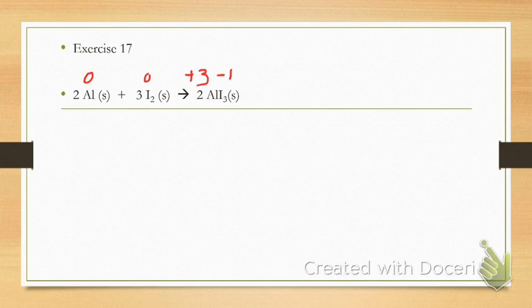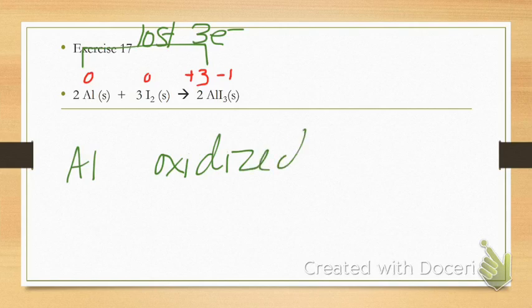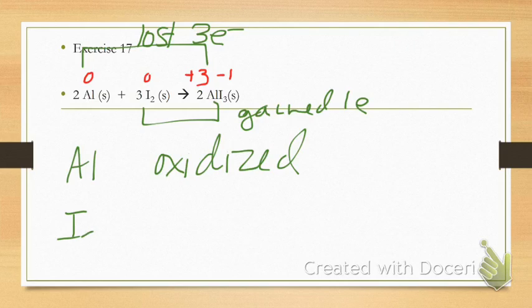Okay, so aluminum's going from a 0 to a +3, so what did it do? Did it gain or lose? It lost 3 electrons, right? So aluminum is oxidized. Okay? Iodine's going from a 0 to a -1, so it gained 1 electron. So iodine is reduced. Apparently I don't know how to spell reduced. Okay? So far so good?